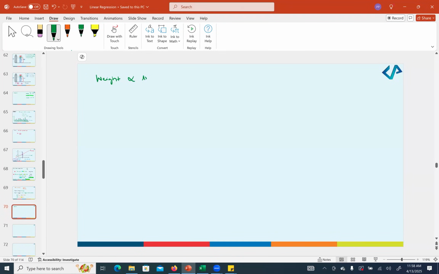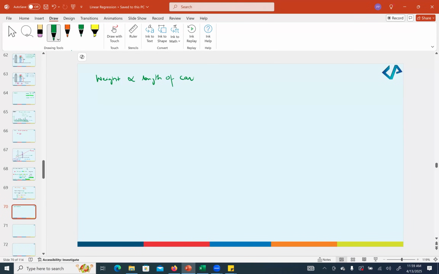Let's say length of the car. Is that correct? The more the length of the car, the more the weight of the car. Right? The bigger the car is, the heavier it will be most of the time. So weight and length of the car are most probably correlated variables.